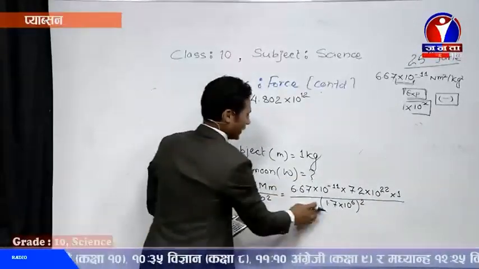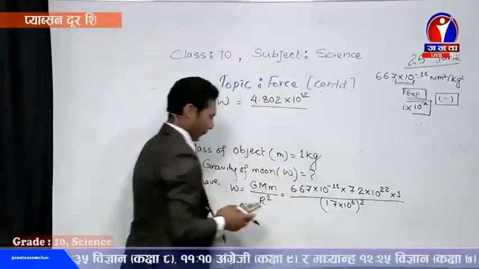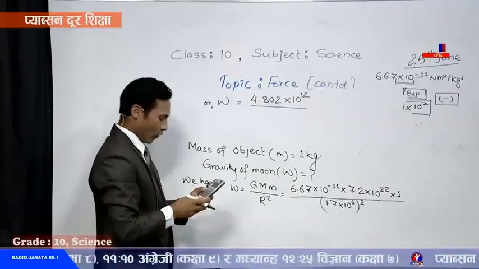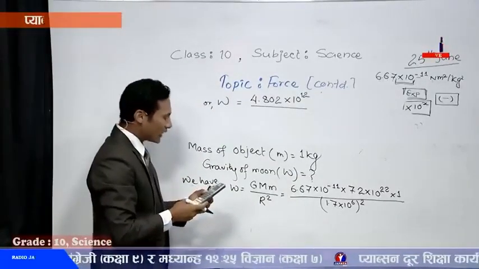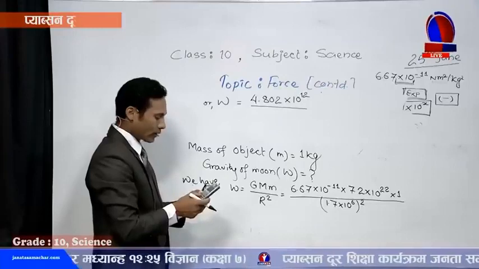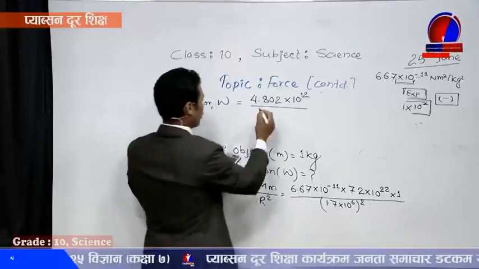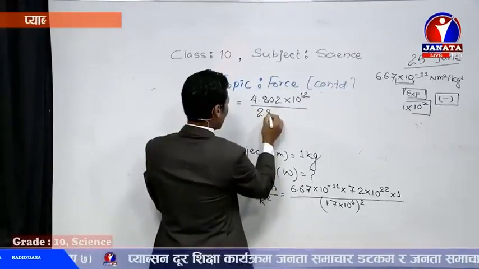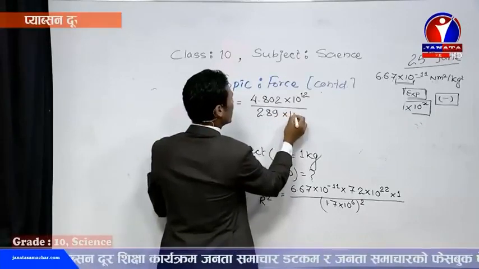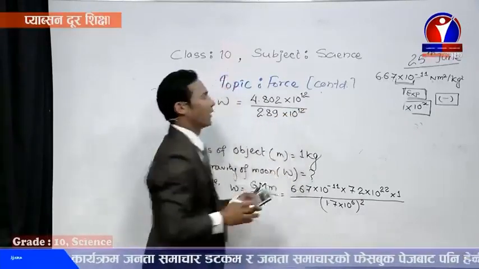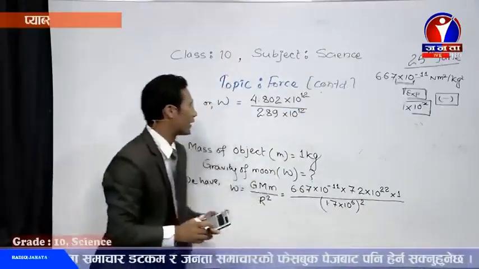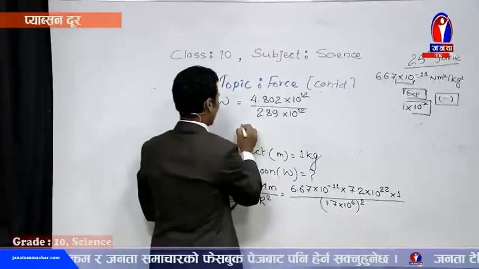Then we divide by 1.7 into 10 to the power 6, squared. That is 2.89 into 10 to the power 12, right? Square of this one.